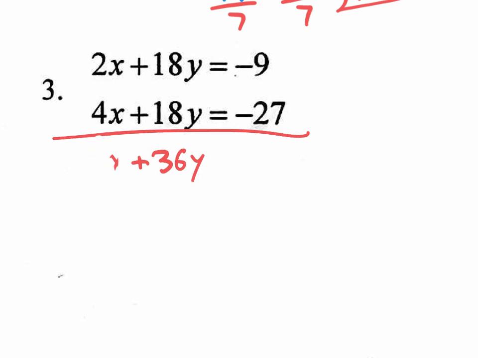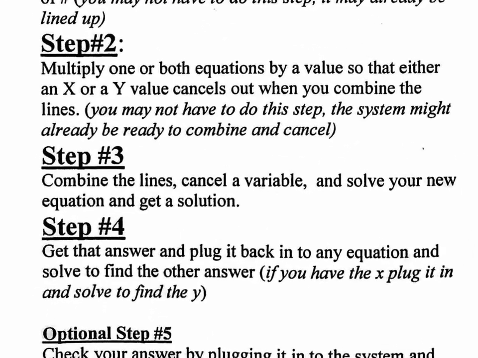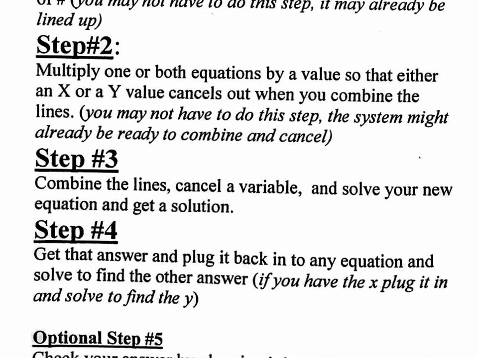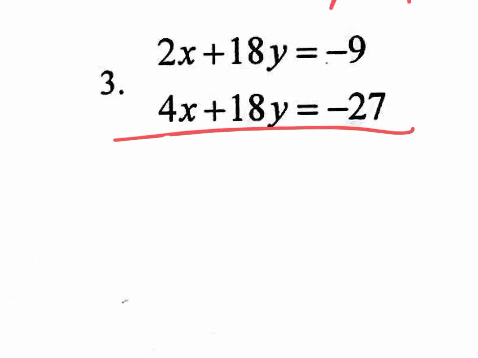Let me erase this. Okay, the whole goal of combining the lines is to get either the x's to eliminate or the y's to eliminate. So it says over here on our notes, step 2, multiply one or both equations by a value so that either an x or a y cancels out when you combine the lines. So we're going to have to modify maybe one or both equations. So the question is, what would you like to cancel out? The x's or the y's? The y's. Y's look easiest to cancel out.